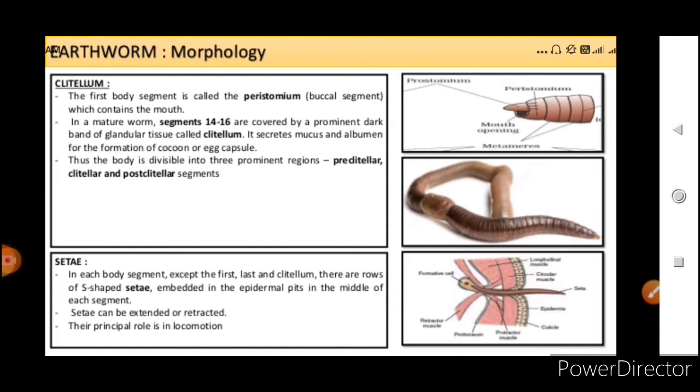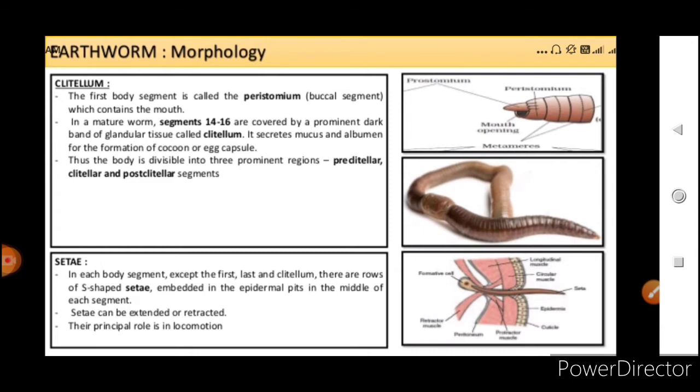This we will learn in detail when we come to the topic, that is reproduction. So you just have to remember that in a mature worm, 14 to 16 segments are covered by a prominent dark band of glandular tissue, and this dark band is known as clitellum. Now this is important for the secretion of mucus and albumin, which will help in the formation of cocoon or egg capsule.